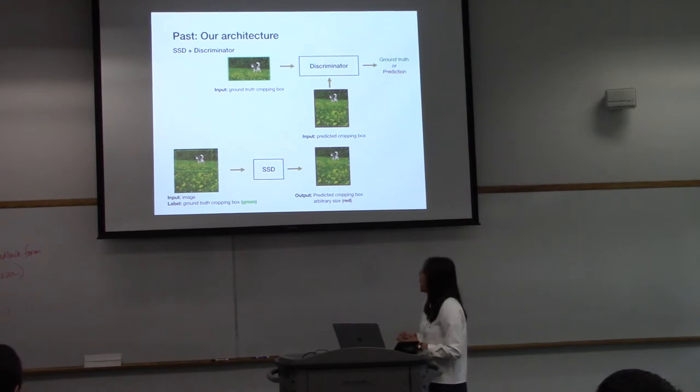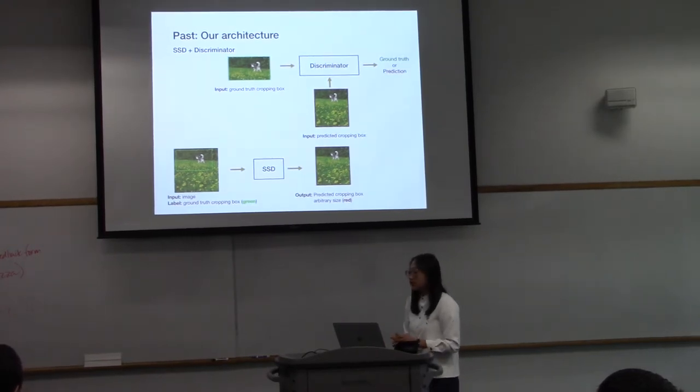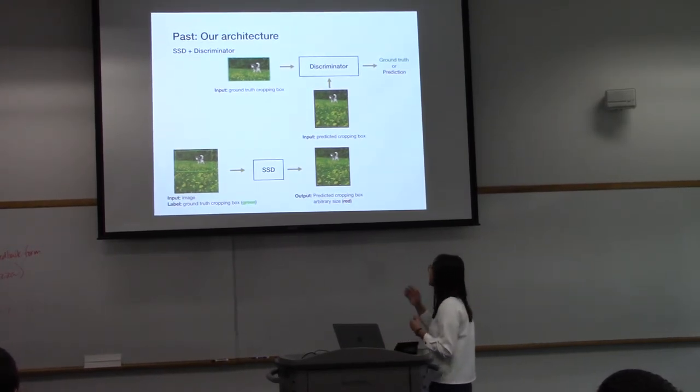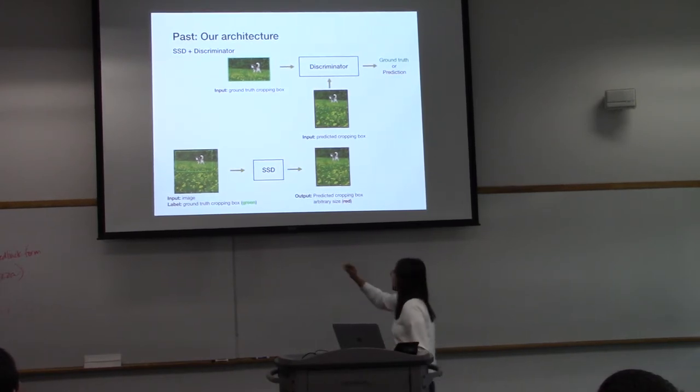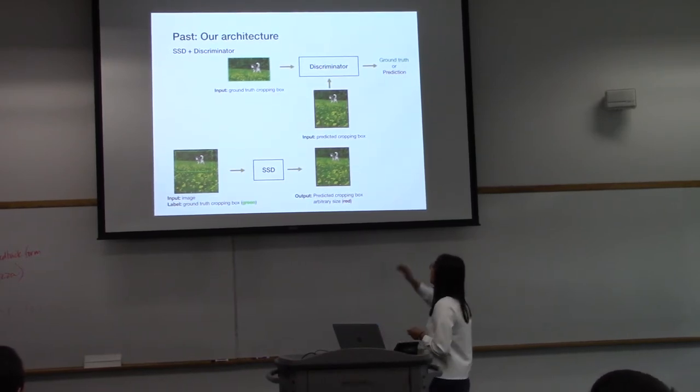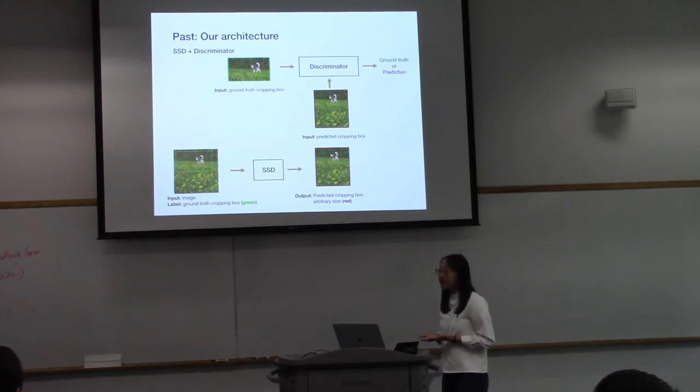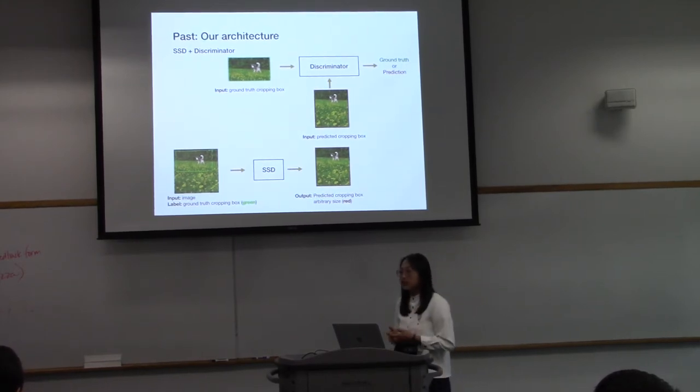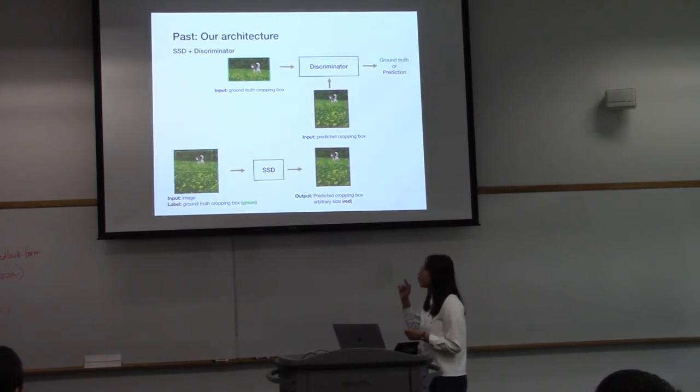As I said, what we want to do is to substitute the aesthetic assessment network with the discriminator. In general, the SSD takes an image and tries to regress the bounding box to be as similar to the ground truth as possible, while the discriminator takes the cropping and tries to distinguish whether it is the ground truth cropping or the predicted cropping. So basically, this architecture works just like regular GANs.